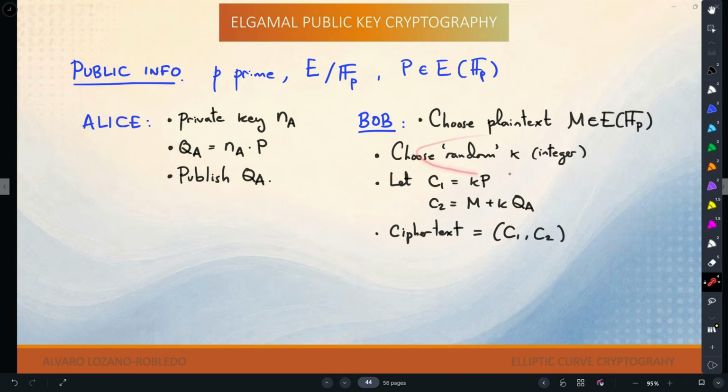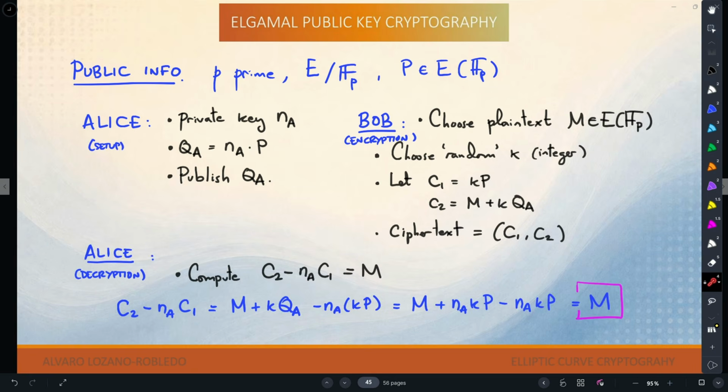So again, you choose a random k, you compute the pair, and then a ciphertext. And Alice can decrypt, because now the message is c2 minus n_A times c1. You can see here how it works out: when you translate what c2 and c1 are, these things cancel out, and you get the point back. That is the point m that encodes the secret message. Okay? And again, the security of the problem resides essentially on the elliptic curve discrete logarithm problem.